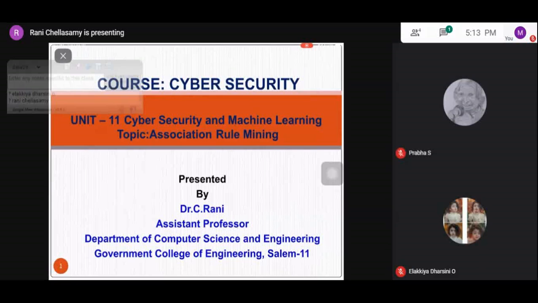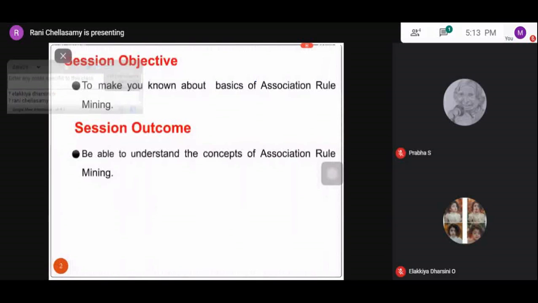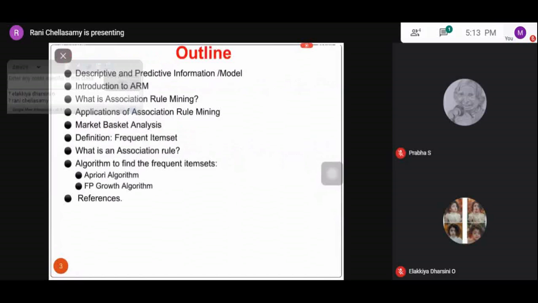So the objective of the session is to make you know the basics of association rule mining. In short, we call that ARM. The outcome of the session is to make the students understand the concepts behind association rule mining. And these are the outlines of today's session.